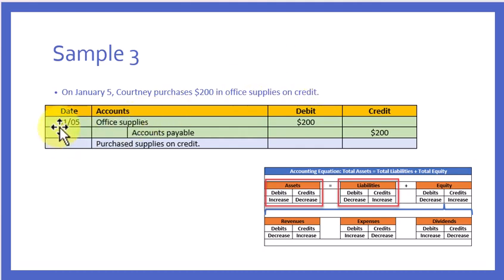So for our journal entry, we're going to have January 5th. Our account to debit is going to be office supplies because we can look here. Office supplies is an asset, and in our chart, we can see that we debit an asset account to increase it, okay? Accounts payable is a liability. Therefore, we're going to credit to increase the liability. Debit, office supplies, $200. Credit, accounts payable, $200. Our description, purchase supplies on credit.